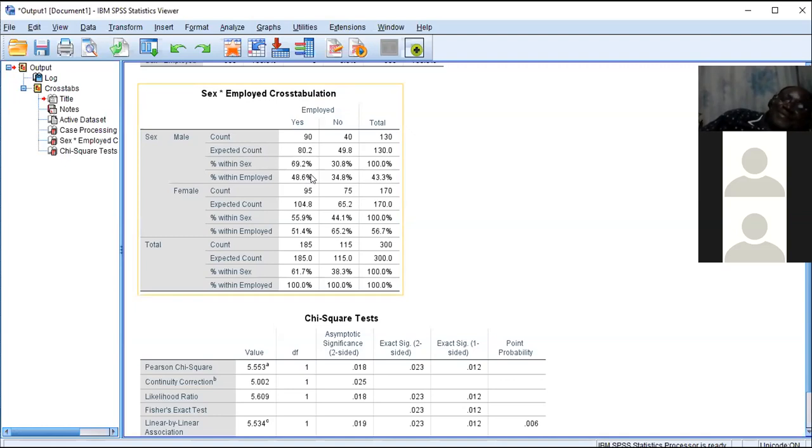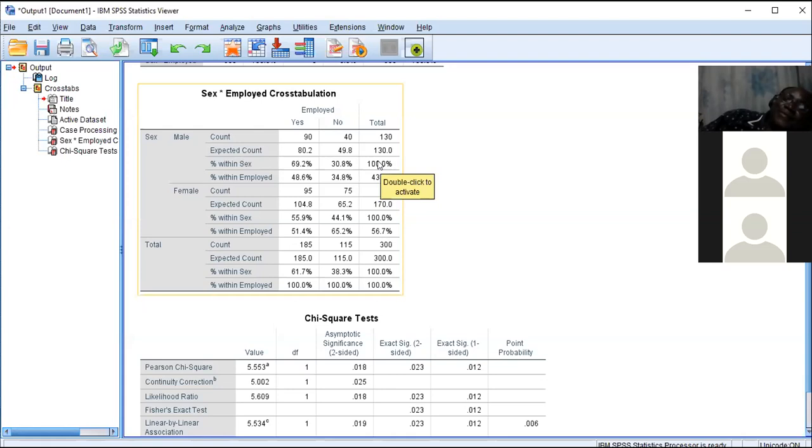Yes, you get that difference, right? Now, what I'm saying is that it is wrong for you to use the percentage along the outcome. You use the one that is within or along the exposure. And that is why the first percentage, the one within the sex, is the one you use.